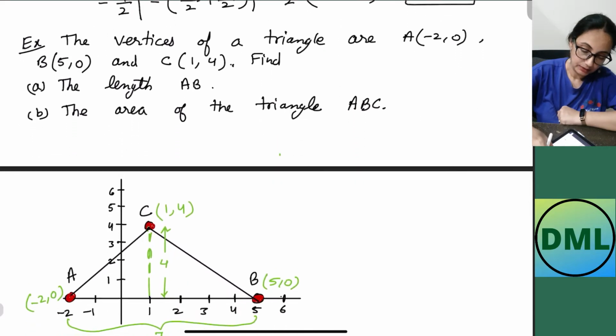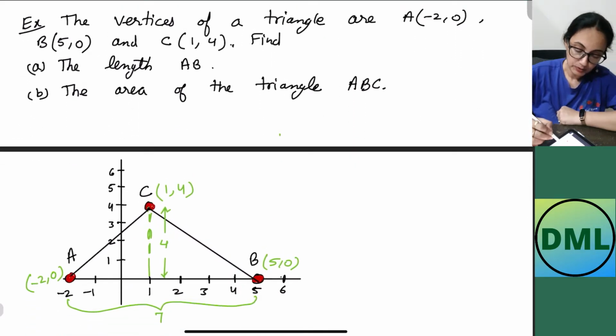Now let's take the coordinate axes. As you can see, I have plotted it for you. The point A (-2, 0) lies on the x-axis. B (5, 0) also lies on the x-axis. C (1, 4), I have plotted it for you. Now join these 3 points, and you can see your triangle.